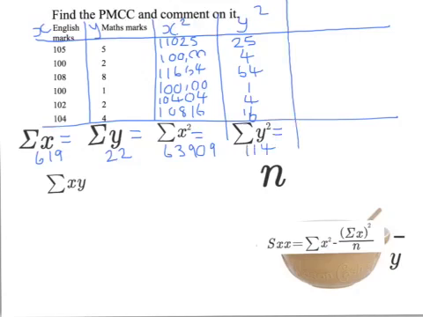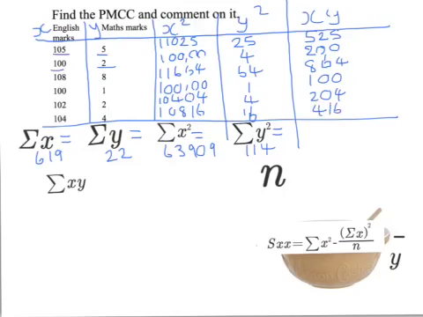And the last column we're going to need is a column with XY. So 5 times 105 is 525. And 2 times 100 is 200. You've got the hang of it. And 8 times 108 is 864. And 1 times 100 is 100. 2 times 102 is 204. And 4 times 104 is 416. And therefore the sum of XY, when I add all of that up, is 2309.